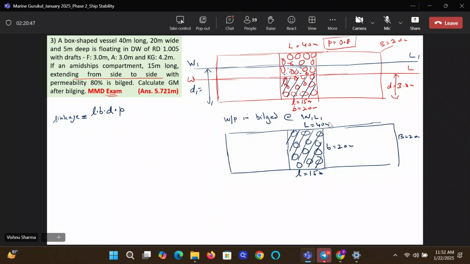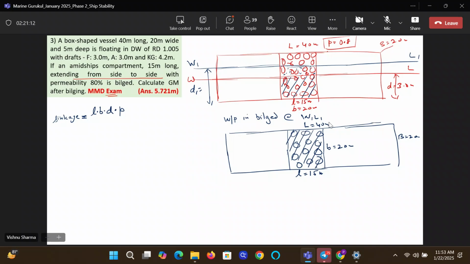Yes or no, beta? Earlier permeability was 100%. Full volume was buoyancy lost. Now only 20% is occupied by cargo. So what will I lose? The remaining 80% only? Because cargo remains part of the ship. Yes or no, beta? Am I right? Yes, sir. Cargo is not freely going to sea and coming back. It has not betrayed the vessel.